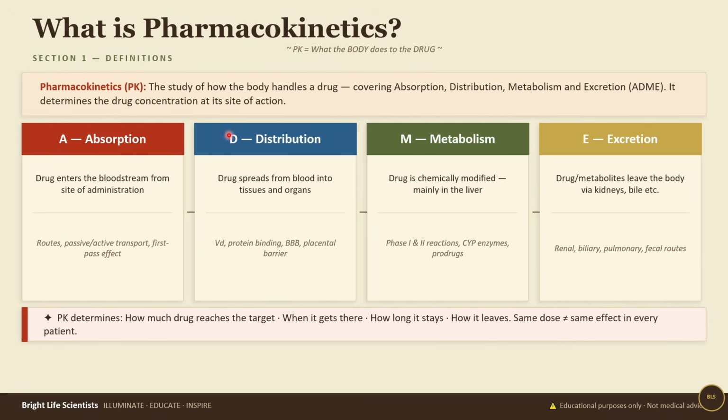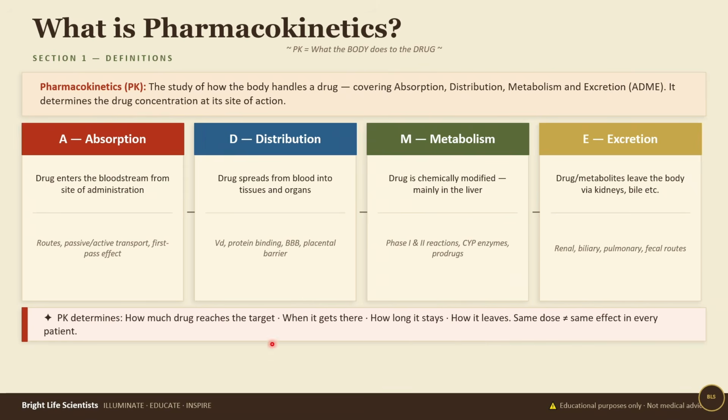Pharmacokinetics, or PK, is simply the study of what the body does to a drug. If pharmacodynamics asks what the drug does to the body, think mechanism of action, receptor binding, effects, then pharmacokinetics asks the opposite. What does the body do to the drug? And the body does 4 things. We call them ADME. Absorption, that is A.